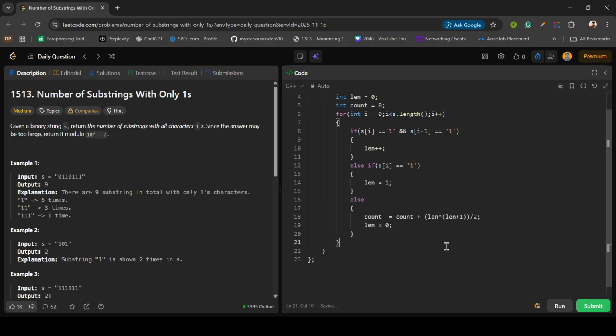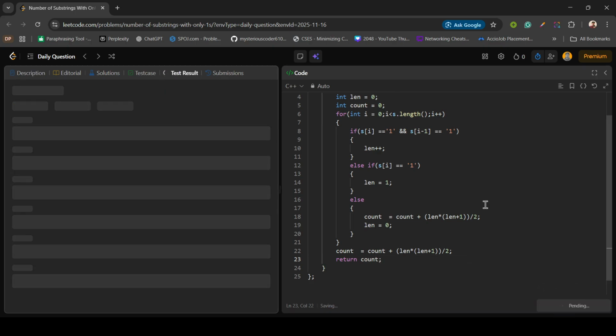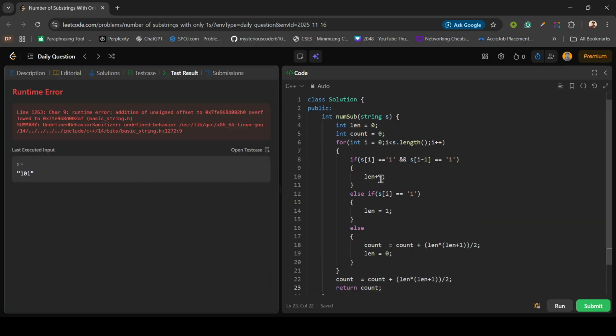Now, if the last index is also 1, it means that we have to do this one more time, right? I will copy and paste here. Now we get the count, and now we will simply return the count. Okay, let's see.